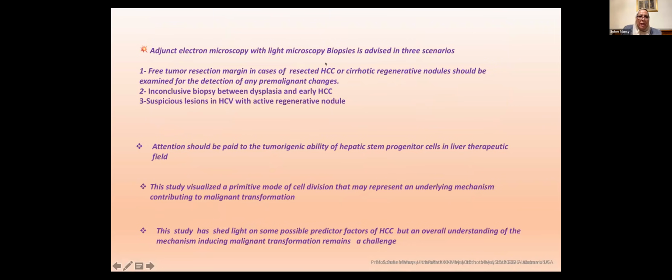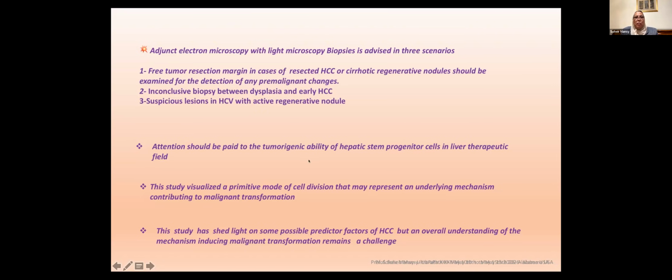Adjunct electron microscopy with light microscopy biopsies is advised in 3 scenarios. First, tumor-free resection margin in case of resected HCC or cirrhotic regenerative nodule should be examined for detection of any pre-malignant changes. Second, inconclusive biopsy between dysplasia and early HCC. Third, suspicious lesions in HCV with active regenerative nodule.